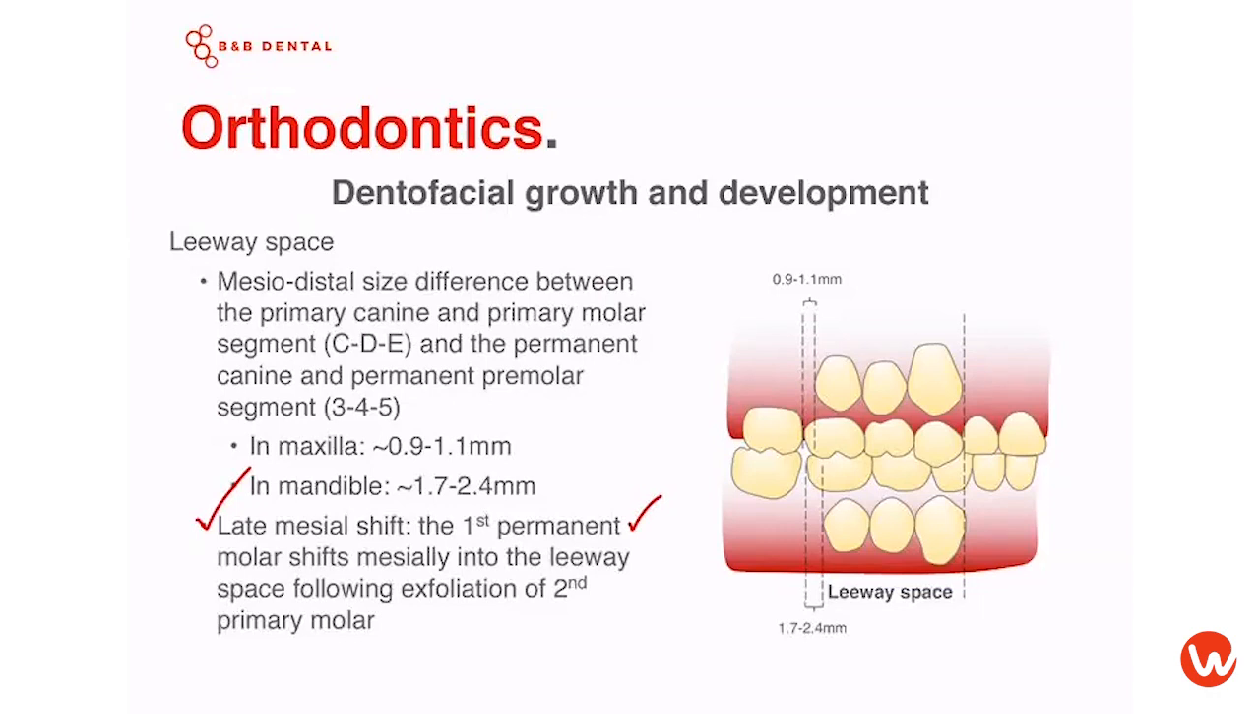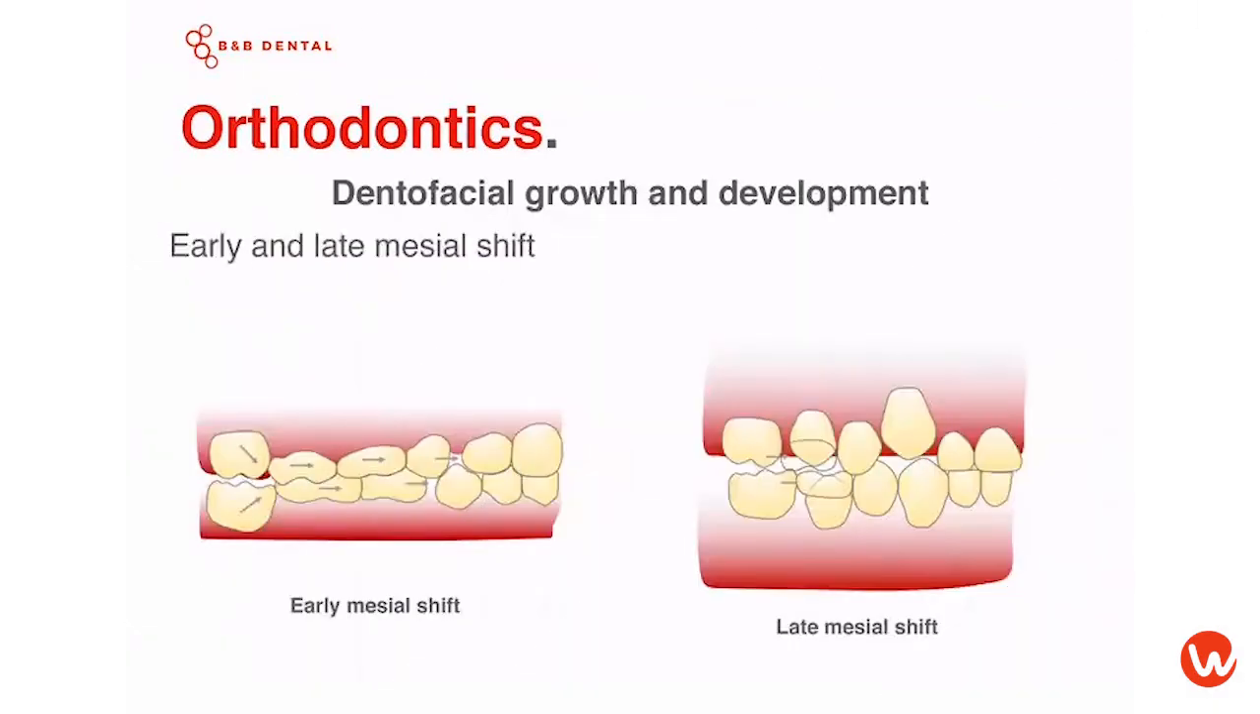So this image here shows how much leeway space is present here. You can see that comparison between those primary molars and canine and the permanent successors, the permanent premolars and the permanent canine. And then there's that additional space from that first permanent molar shifting mesial and closing that space. So that's called the late mesial shift, in contrast to that early mesial shift that we just talked about. So this is a quick overview of that early and late mesial shift. You can see in both situations that permanent first molar driving that shift in both arches, utilizing that primate space in the early mesial shift, and later utilizing that leeway space in that late mesial shift.